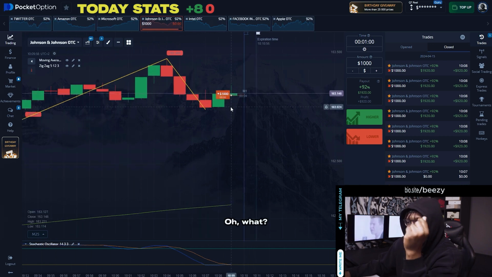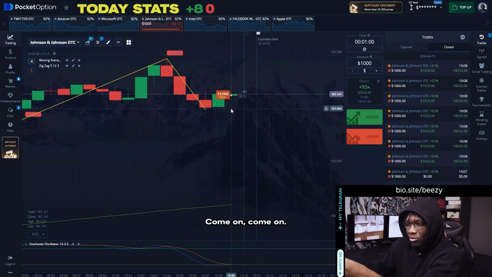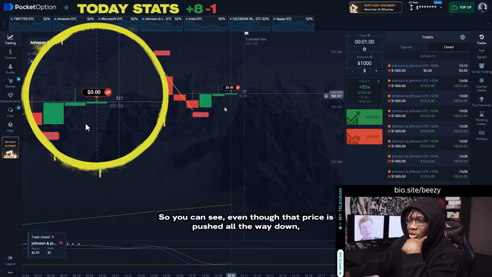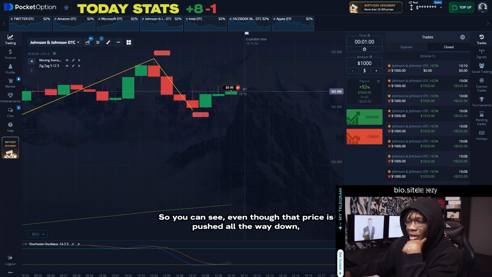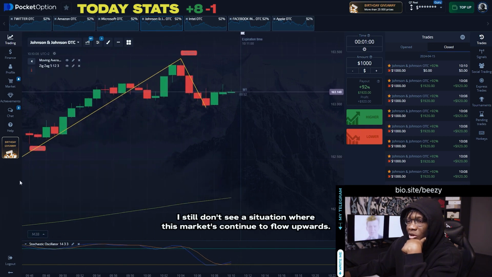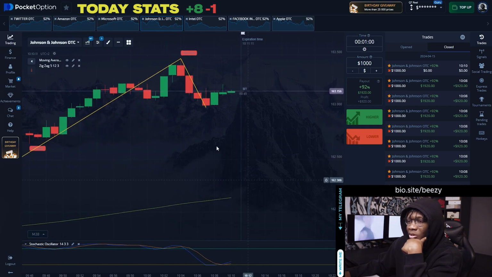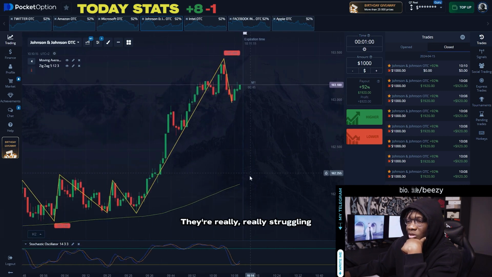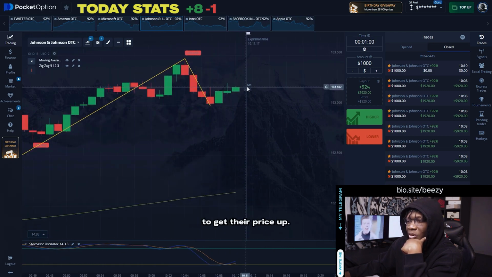Oh, whoa. Come on. Nope. So you can see, even though that price was pushed all the way down, I still don't see a situation where this market continues to move upwards. You can see that they're barely struggling. They're really struggling to get that price up.